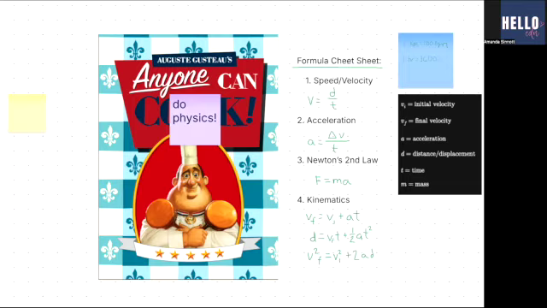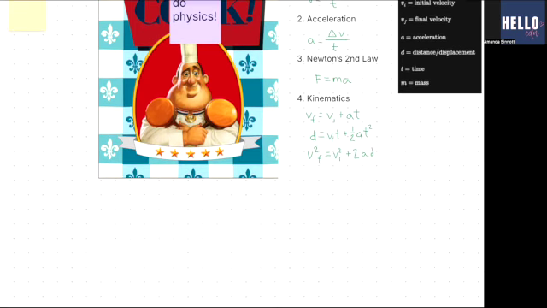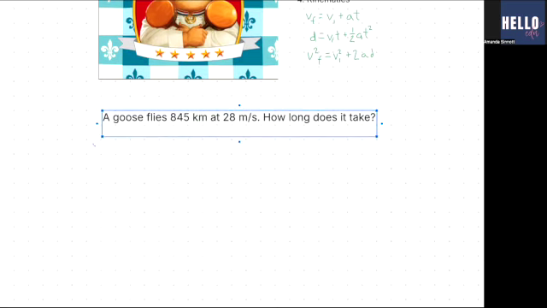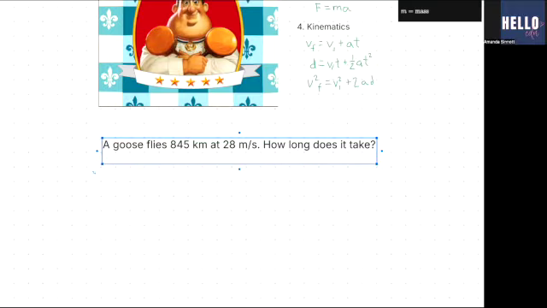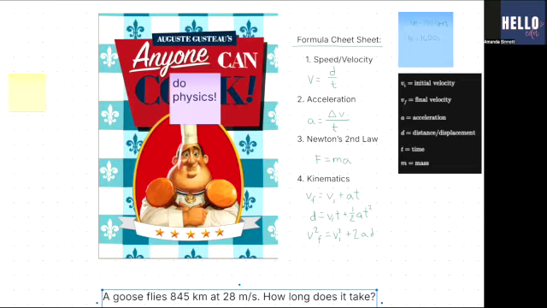Okay, I think we're ready for our first example problem. Our question is, a goose flies 845 kilometers at 28 meters per second. How long does it take? Okay, before we calculate anything, let's take a look at our cheat sheet. What equation are we going to use? What are we looking for?